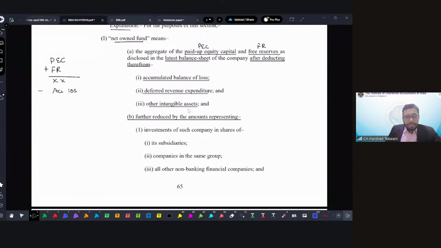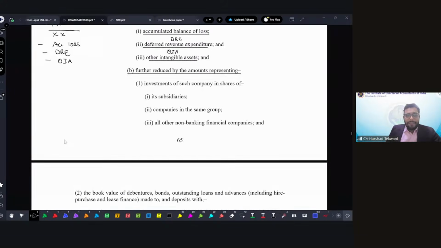Accumulated losses, deferred revenue expenditure, and other intangible assets. This is deferred revenue expenditure and other intangible assets. And then whatever amount you get, there is something more also required to be deducted from that.